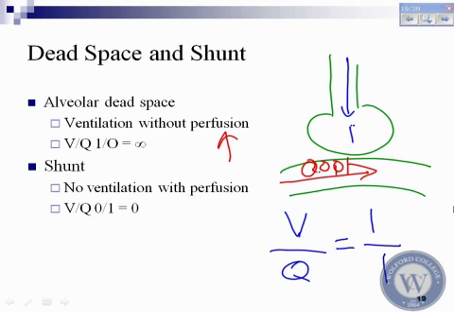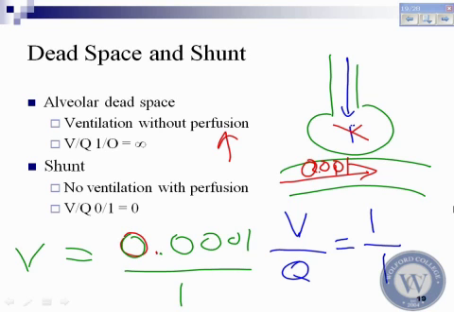Versus the shunt. Shunt, on the other hand, is a person that is no longer getting ventilation, so that value goes to 0.0001 over 1. Okay? So the overall value is going towards 0. So 0 over 1 is 0, essentially. And that's what we call shunt. Shunt means that the area is no longer being ventilated, but you're still perfusing it.